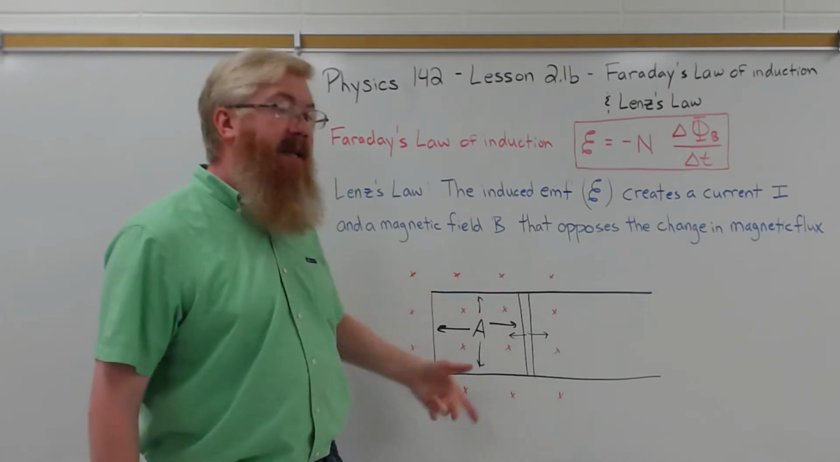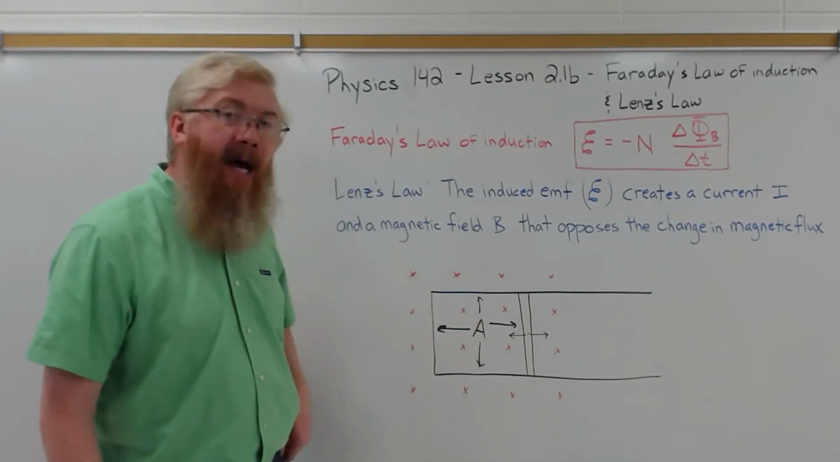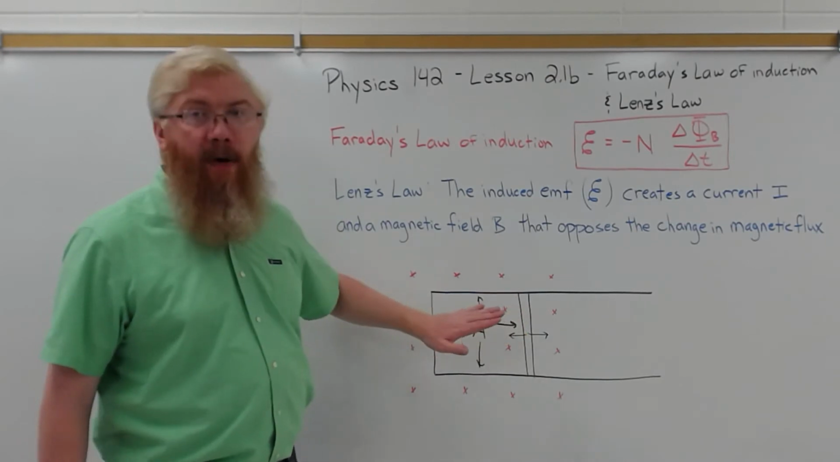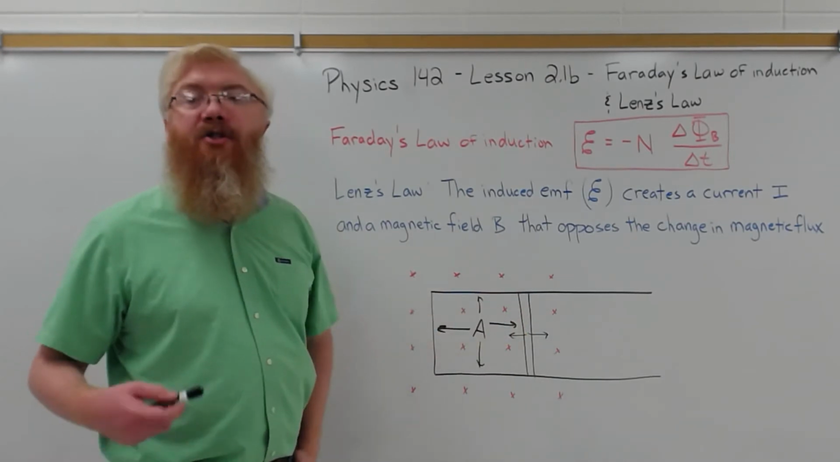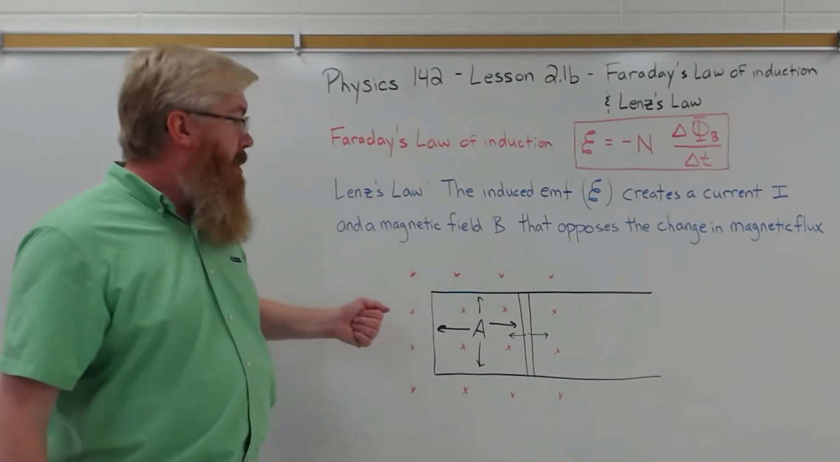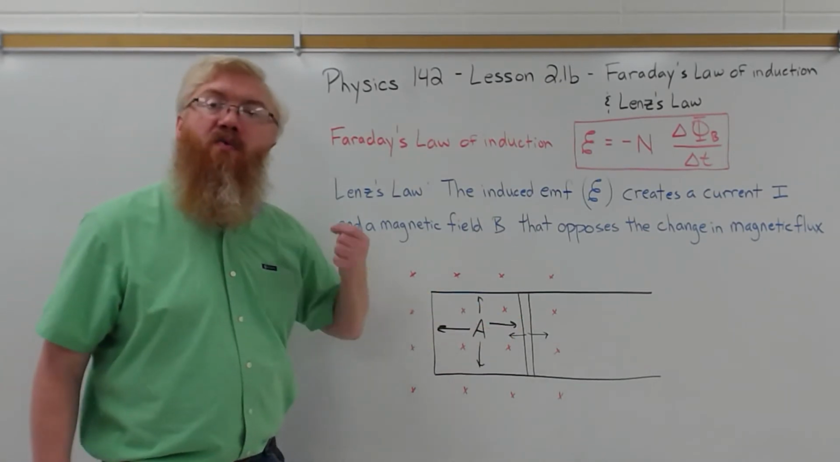Magnetic field strength stays the same. I'm not changing those X's at all. The angle, I'm not spinning this in any way, so the angle doesn't change. So the only thing that's changing with time is the area. So what happens if I pull this to the right?